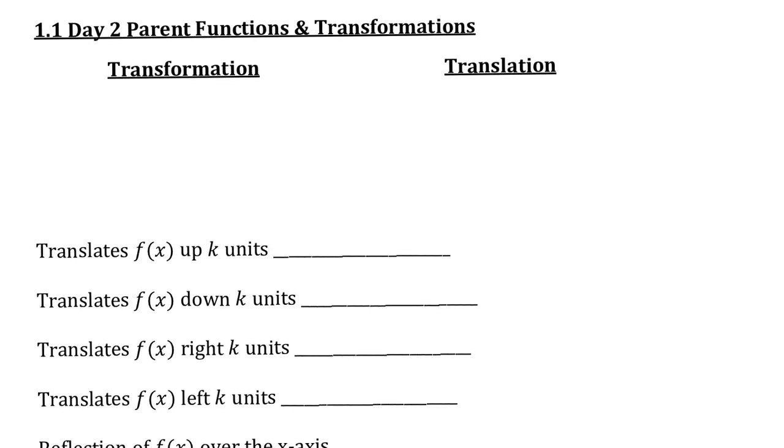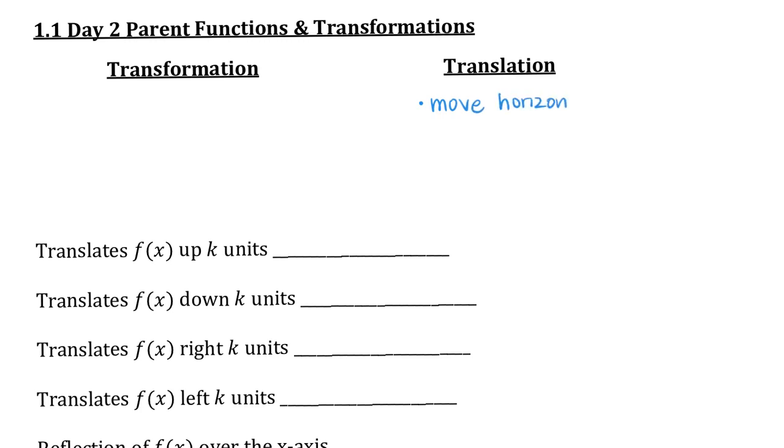Okay, a translation is when you're sliding a graph or moving a graph or shifting a graph, but it doesn't change the size, shape, or orientation of a graph. Okay, so it can move horizontally or vertically. Okay, but it's not going to change the size, the shape, or the orientation. It's just sliding it across your paper in different locations.